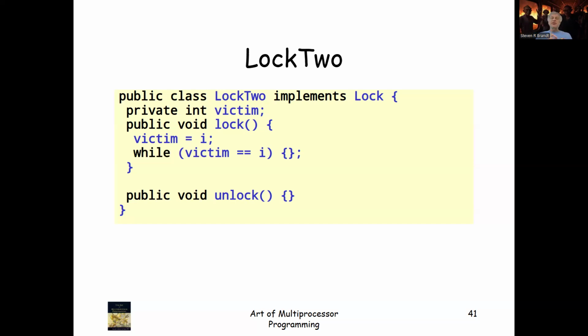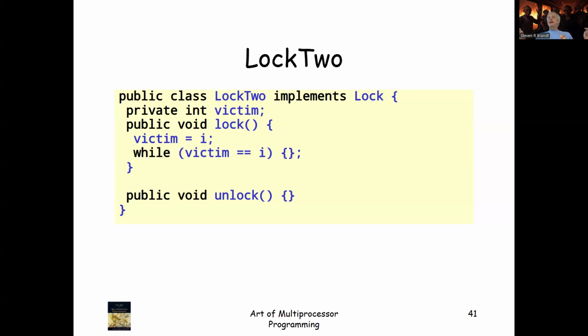Let's say I just run by myself. Let's walk through that. Okay, I'm thread 0. I set victim equal to 0. Do I have the lock? No, because I go into that while loop and I say, well, is the victim still 0? Is the victim still 0? You see the problem.